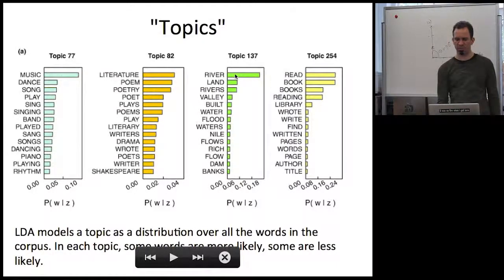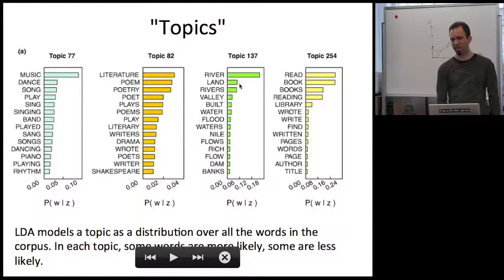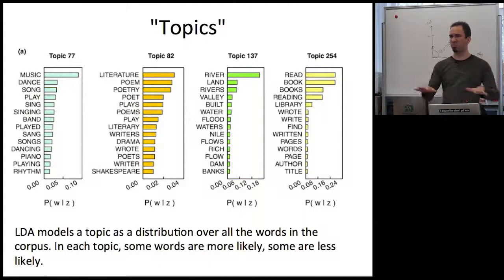Sometimes you say, well, this is the river topic, this is the literature topic, this is the music topic, but this isn't really the literature topic. It looks like the performed poetic drama topic is maybe one way to think about it. And in fact, there's a real difference. This has a very sharp distribution. River is most of the probability, maybe 90%, and then everything falls off very fast. Whereas this has a much longer tailed distribution. And especially if your topic is spread over many words with a long tail, it might be hard to describe.